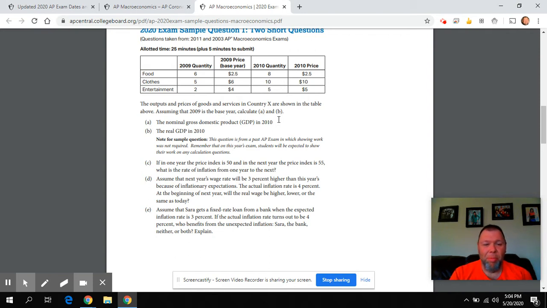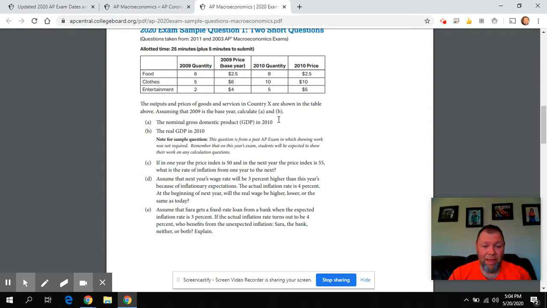That's all right. So part C, this is calculating inflation. Remember, inflation, guys, is the recent year minus the old year, divided by the old year, times 100 to make it a percentage. So if in one year the price index is 50 and the next year it's 55, what's the rate of inflation? 55 minus 50 divided by 50 gives you an answer of 0.1, times 100 to make it a percentage. So that country had a 10% inflation rate. And then they would actually want to see you write all that out.